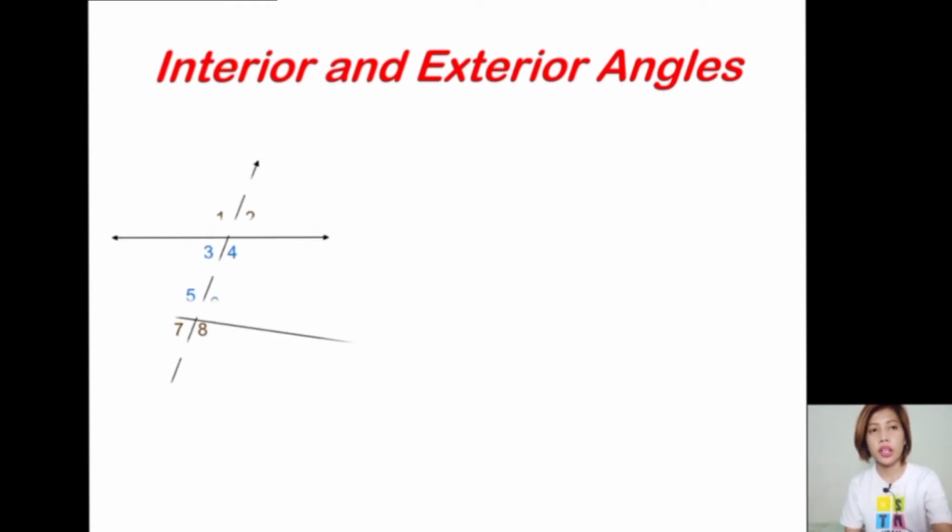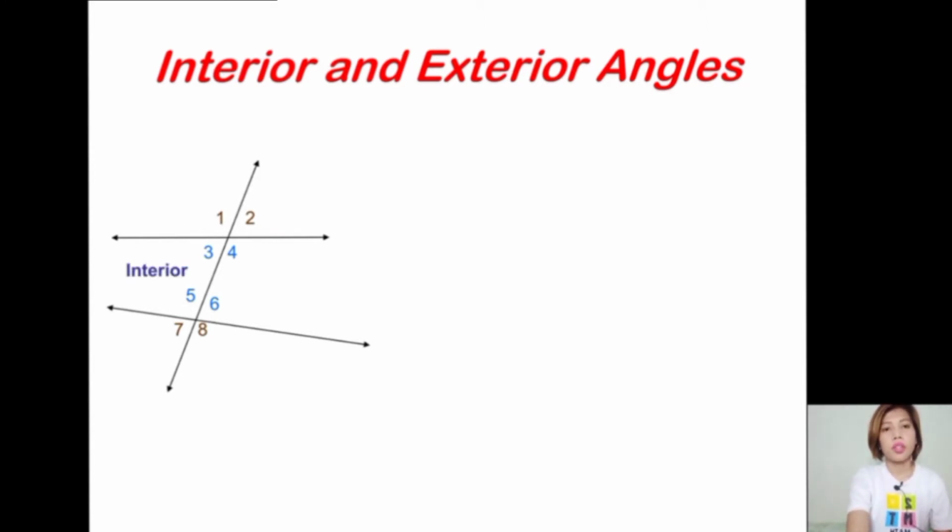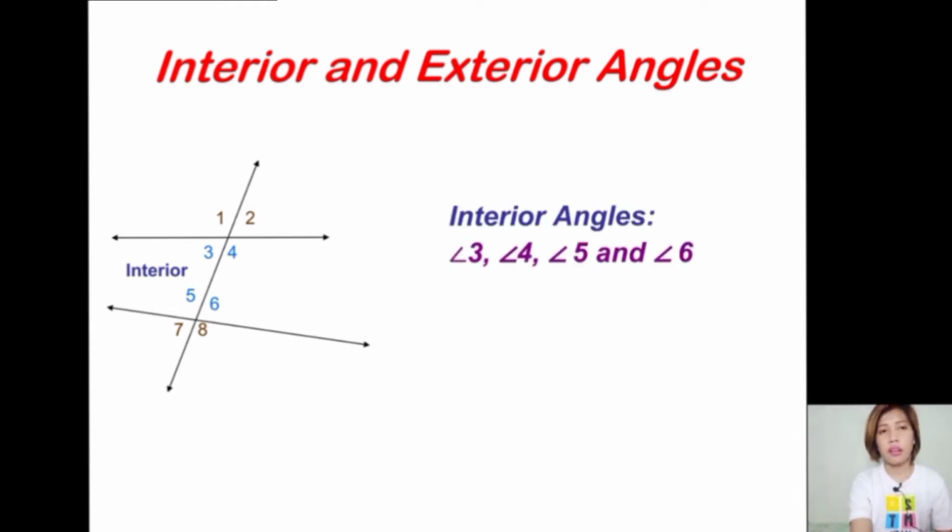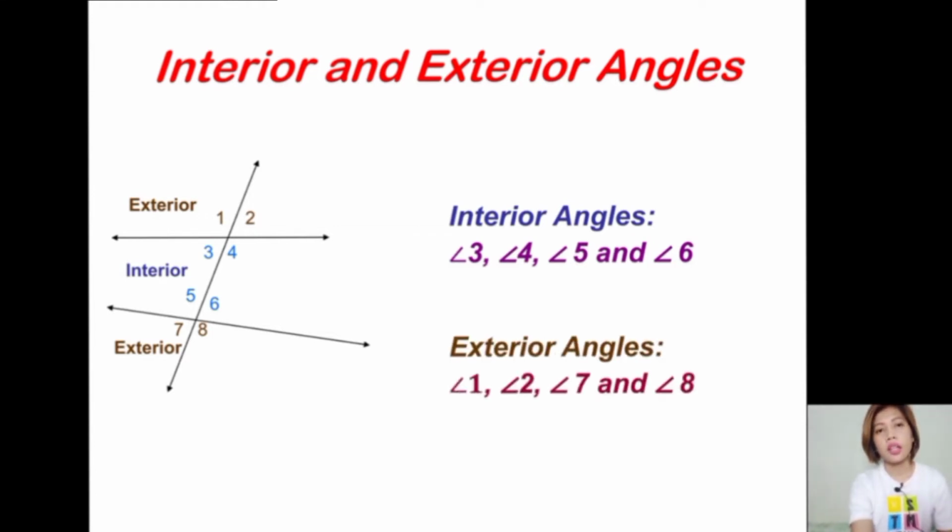So, interior and exterior angles. So, we have here a diagram. So, it has 8 angles. So, ayan po yung interior, yung nasa loob po. So, ano-ano po yun? Angles 3, 4, 5, and 6. And then, the exterior, yung nasa labas po ng pair of lines, ay angles 1, 2, 7, and 8. So, yan po yung mga interior at exterior angles.